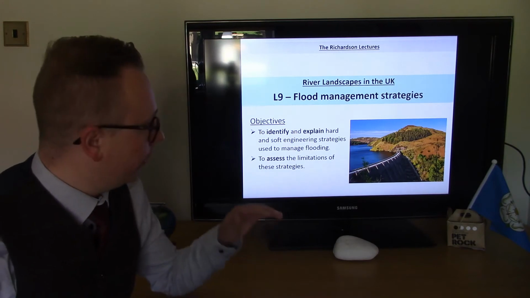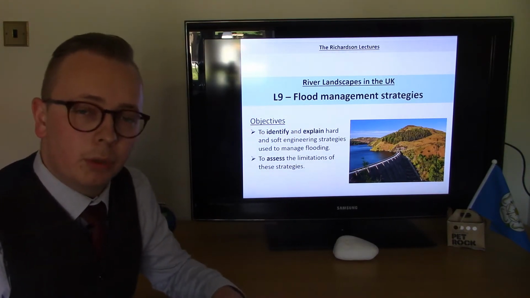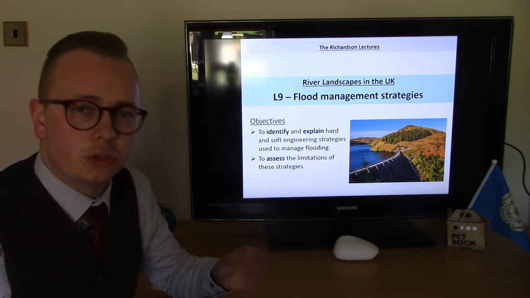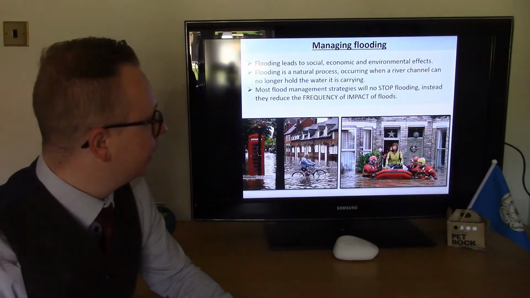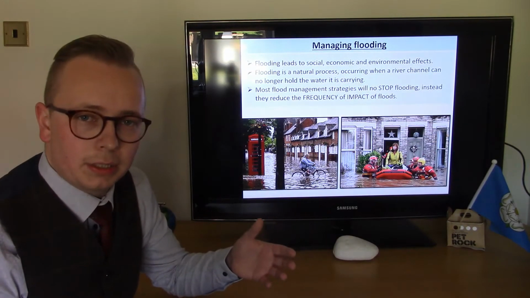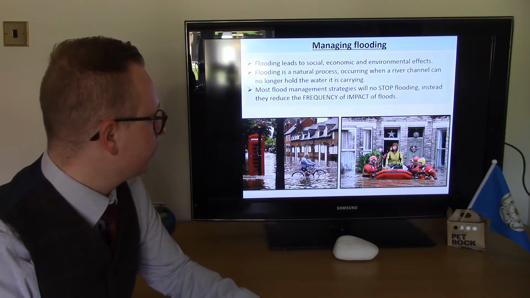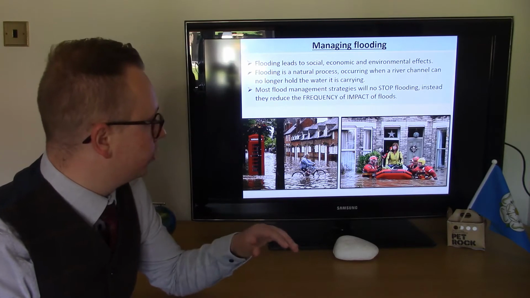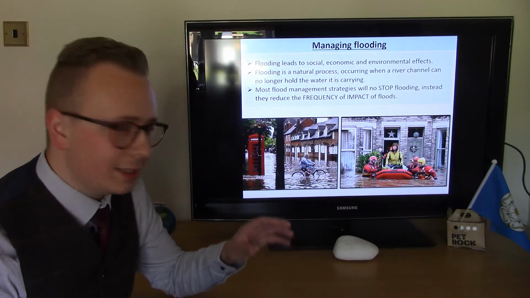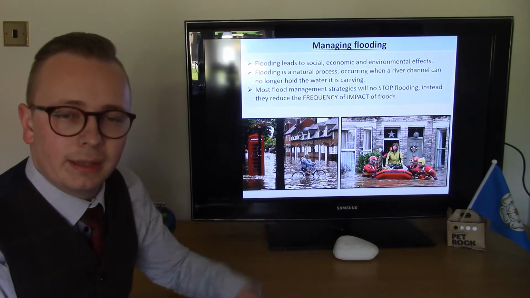This time we're talking about flood management strategies. We need to be able to identify and explain both hard and soft engineering strategies and also to assess the limitations of these strategies. So, flooding leads to social, economic and environmental impacts, and that's why it's important that we can try and manage these flood events. Flooding is a natural process though, and most flood management strategies don't actually stop flooding. Instead, they aim to reduce the frequency of flooding and the level of damage done.